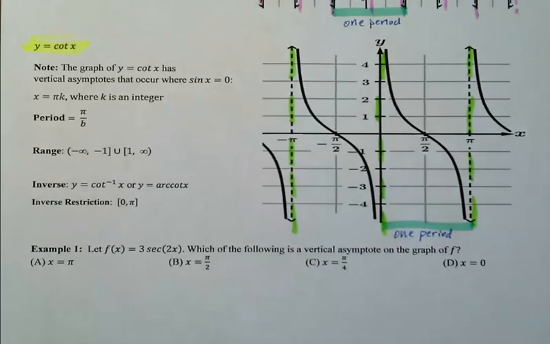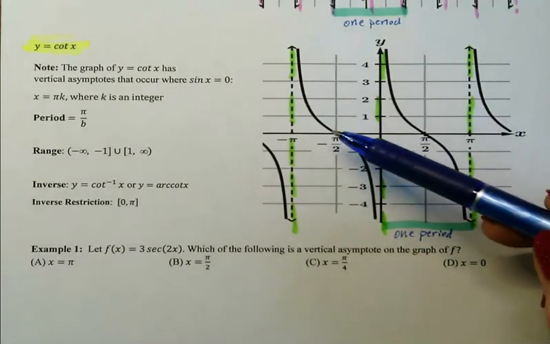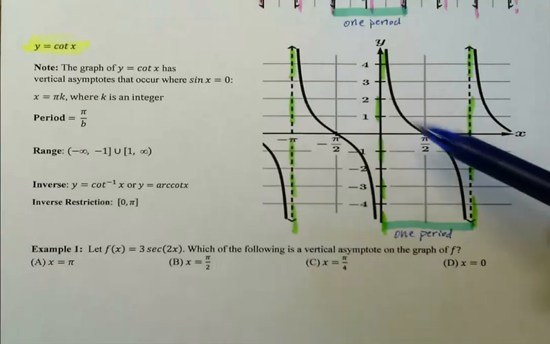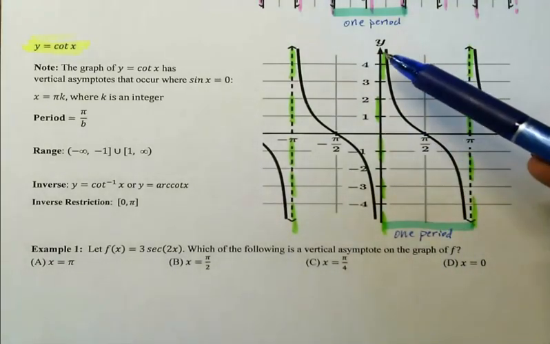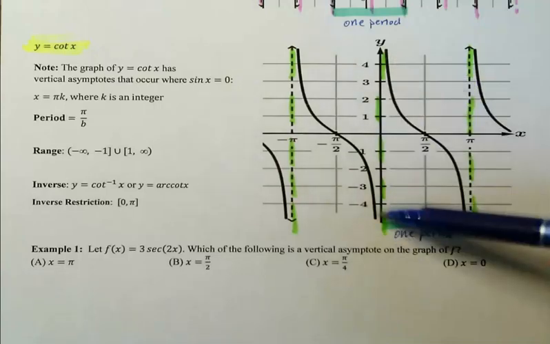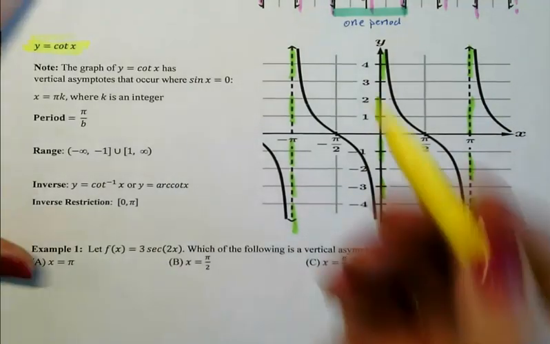Just like when we did tangent, that wiggle was trapped between two vertical asymptotes. Notice that in tangent, it went from negative pi over 2 to pi over 2. So that wiggle actually went through the origin right here. Cotangent starts at the vertical axis and then wiggles to the first asymptote over here at pi. So there are some differences.